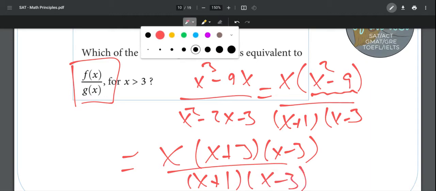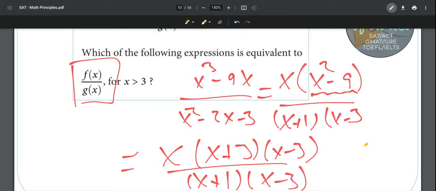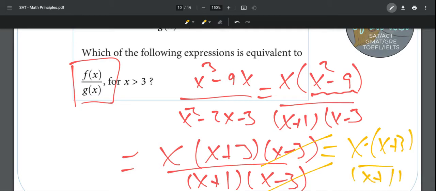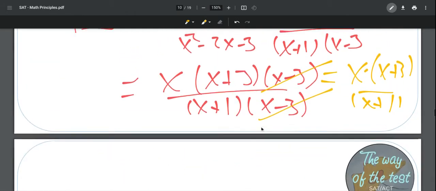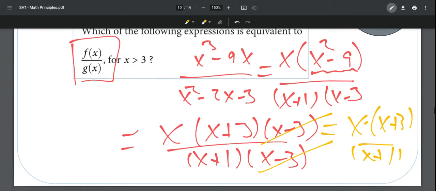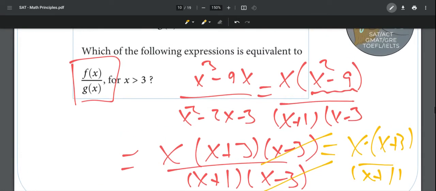And now we're going to use the previous principle of simplifying. I mean, why would I multiply this and go back to the original if I can just simplify it? I'm going to simplify the x minus 3 and the x minus 3 over here, and I'm going to be left with x times x plus 3 over x plus 1. I haven't put the alternatives here, but actually this is the answer. This is going to be an expression that is going to be shown in the answers.